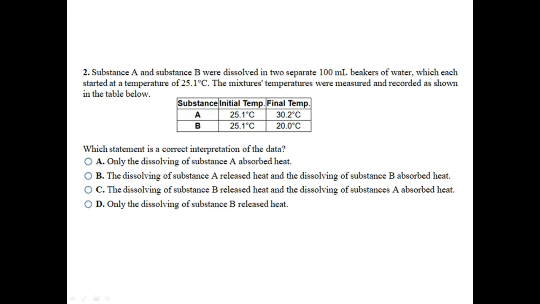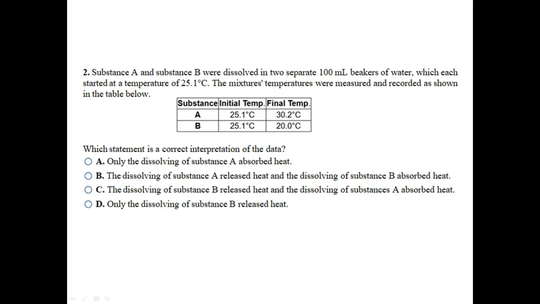Question number 2. Substance A and substance B were dissolved in 2 separate 100 milliliter beakers of water. Each started at a temperature of 25.1 degrees Celsius. The mixture's temperatures were measured and recorded as shown in the table below.